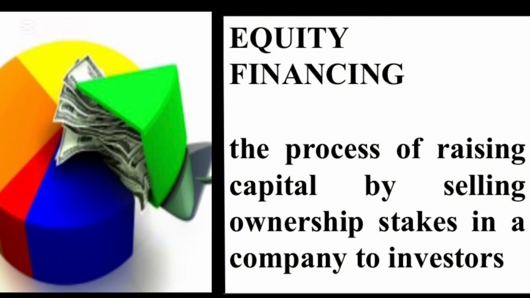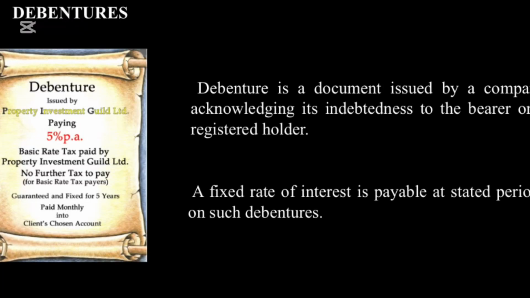Okay, so this long-term financing, debenture. So a debenture is a document issued by a company acknowledging its indebtedness to the bearer or the registered holder. So a fixed rate of interest is payable at stated periods on such debenture. So in a sense, all debentures are bonds, but not all bonds are debentures. So whenever a bond is unsecured, it can be referred to as a debenture.